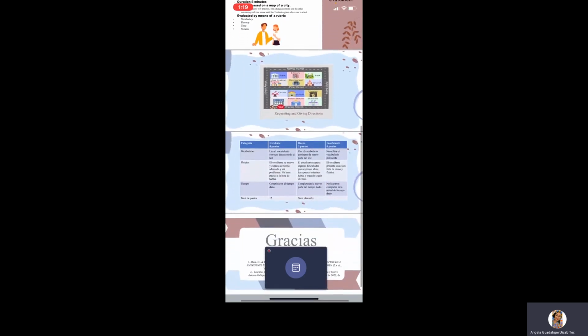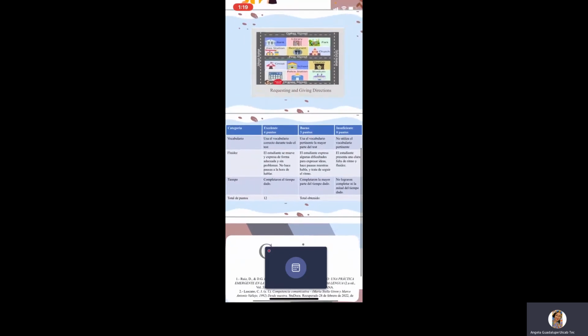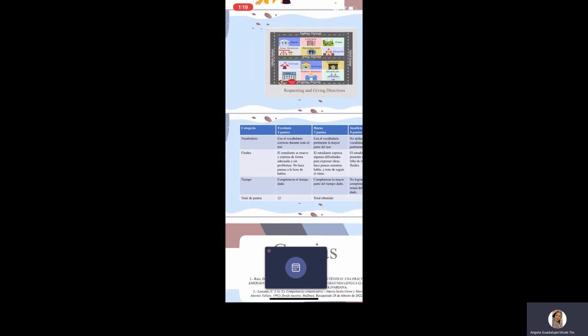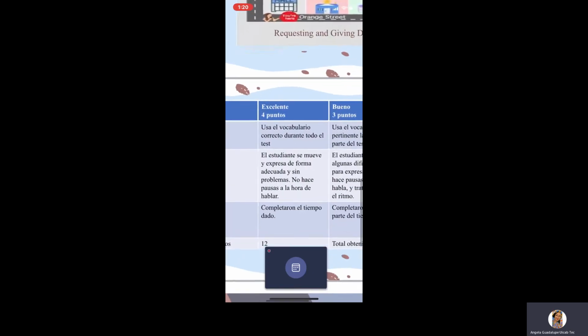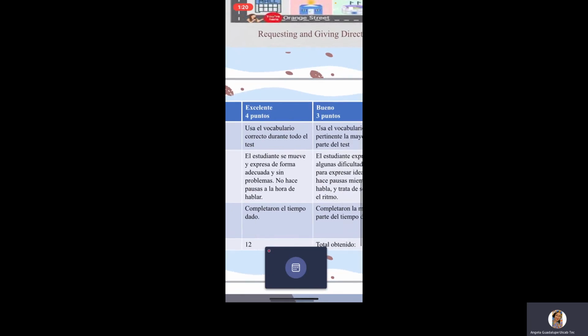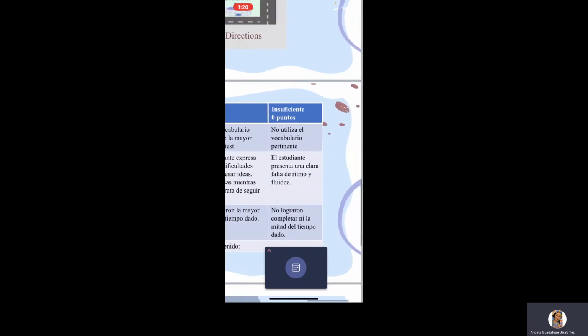And this is the rubric. This rubric is divided into categories: the vocabulary, fluency, and the time. It grades from excellent to insufficient, from 4 points to 0 points. For example, in the vocabulary we will evaluate if the student makes good use of the vocabulary, giving 4 points, or if the student doesn't use relevant vocabulary, getting 0 points.